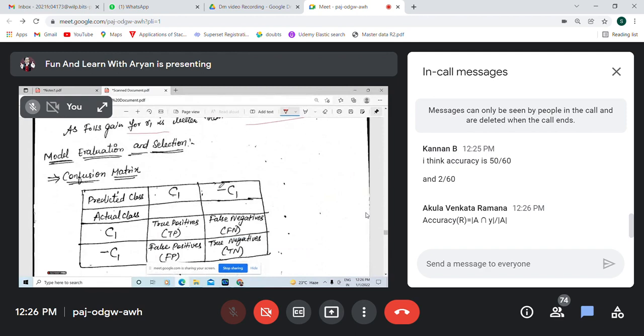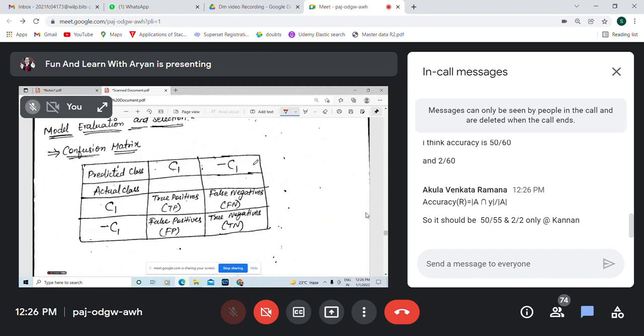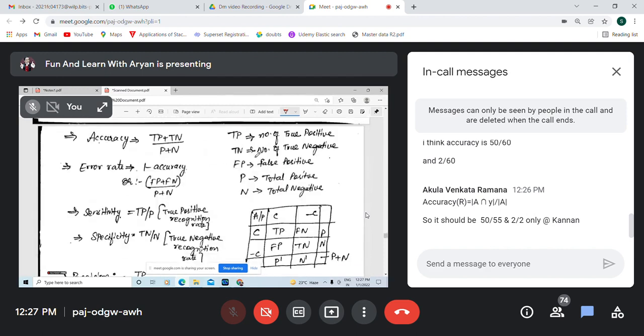Next, model evaluation and selection. How do you evaluate your model? This is the confusion matrix that you should create. Here you write predicted class, here you write actual class. True positive means how many it predicted positive correctly. False negative means predicted is negative, but actually it is positive. Here, actually negative but predicted positive, that means false positives. Here true negative, that means predicted is also negative, actual is also negative.